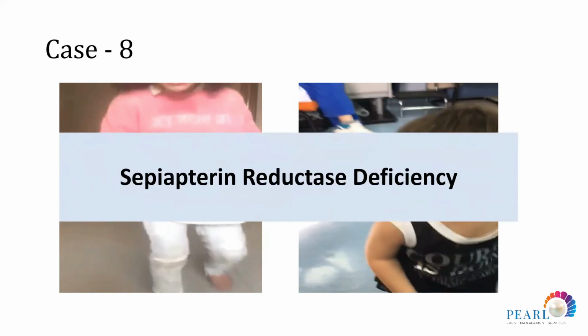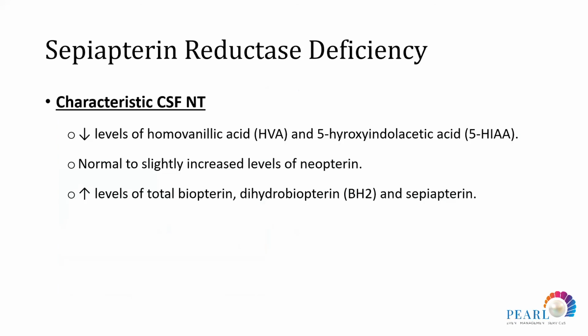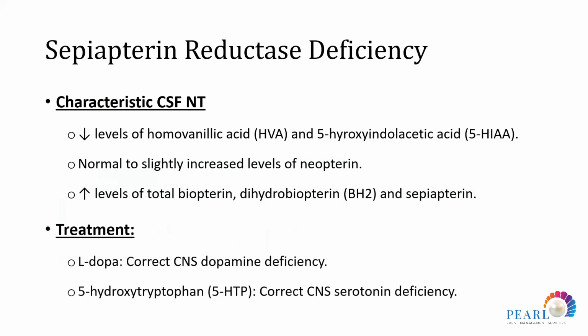Currently in my clinic, I have more than 15 patients who have severe sepiapterin reductase deficiency, so it's quite a common condition. Usually in the CSF neurotransmitters, there are decreased levels of homovanillic acid and 5-hydroxyindoleacetic acid, with increased levels of total biopterin, dihydrobiopterin, and sepiapterin. For treatment, of course, we need to give L-DOPA and 5-hydroxytryptophan to correct the serotonin deficiency.